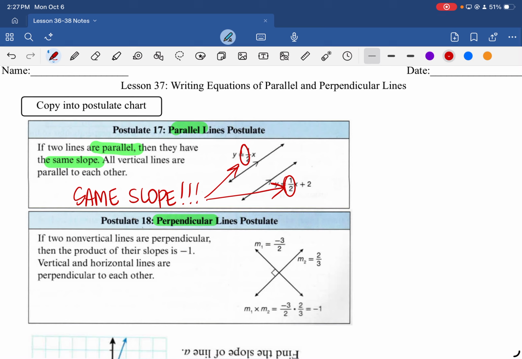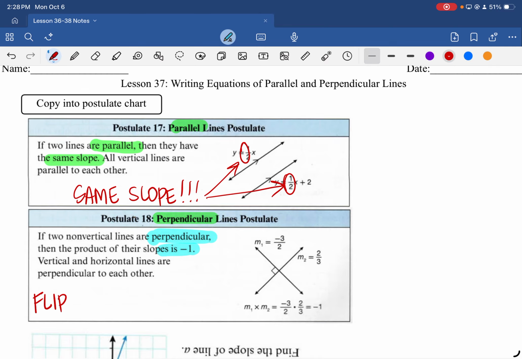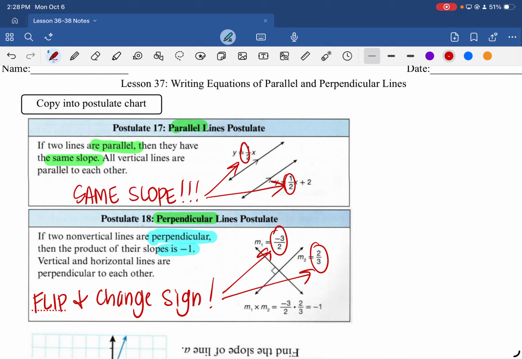As opposed to perpendicular, which has -1 as the product of their slopes. Now that's just a fancy way of saying flip and change sign. So, look at these two. Do you see how the numbers are flipped and one's negative, one's positive? That's what I mean by flip and change the sign.